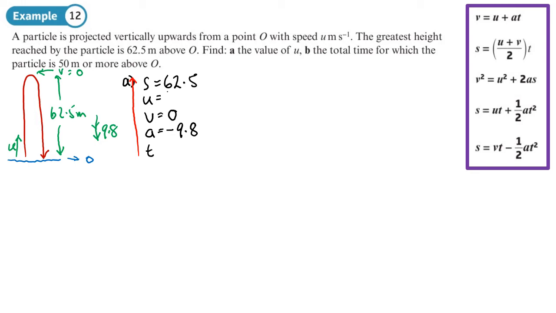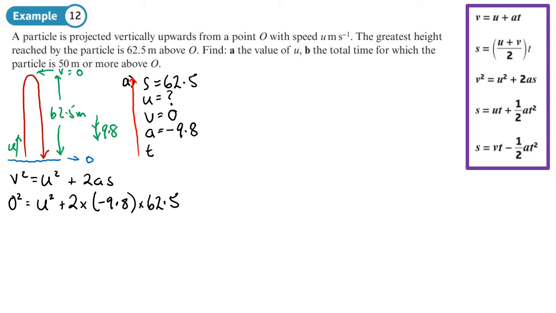And I want to find U, so I'm looking for my equation that has S, U, V and A, and that's going to be V squared equals U squared plus 2AS. So V squared, 0 squared equals U squared, that's what I want to find, plus 2 times negative 9.8 times S, which is 62.5. So if we multiply 2 by 9.8 by 62.5, we get minus 1225. So U squared equals 1225.